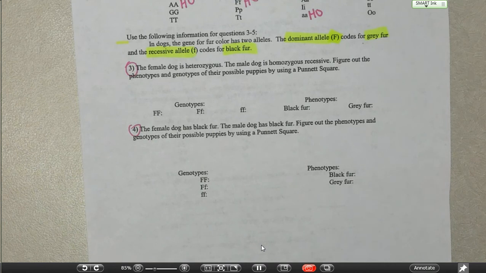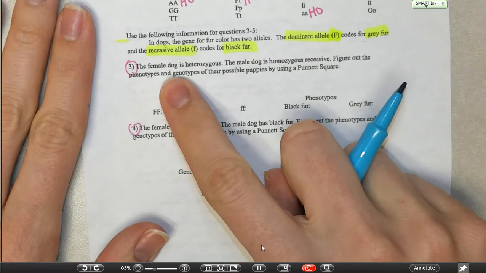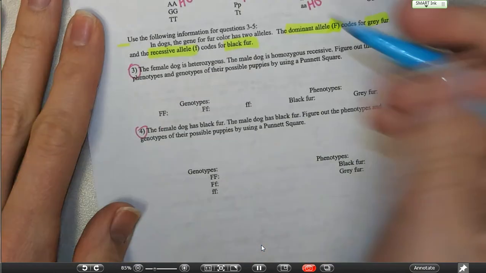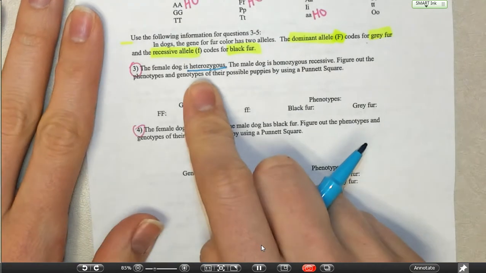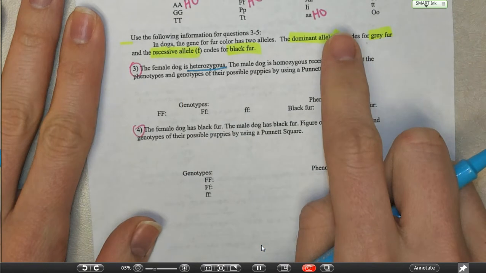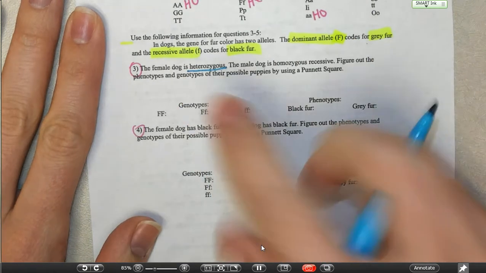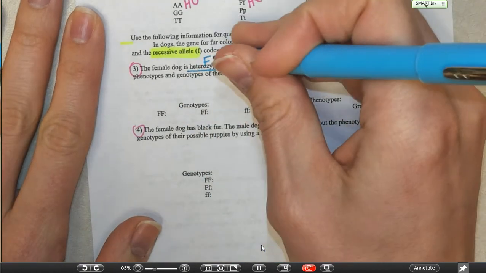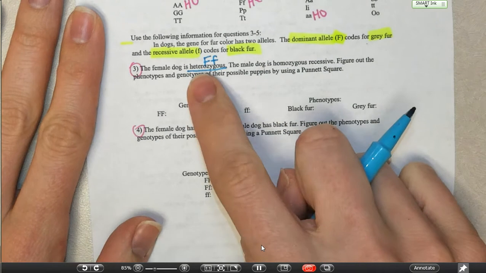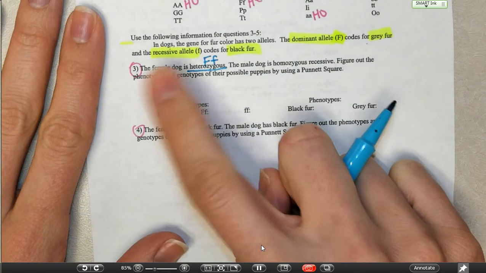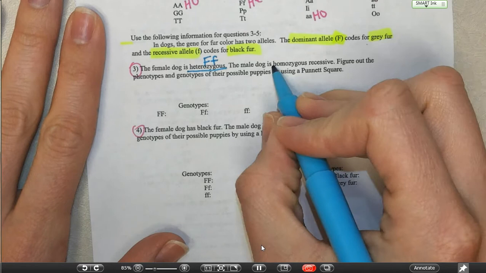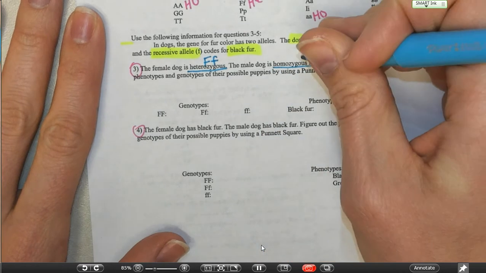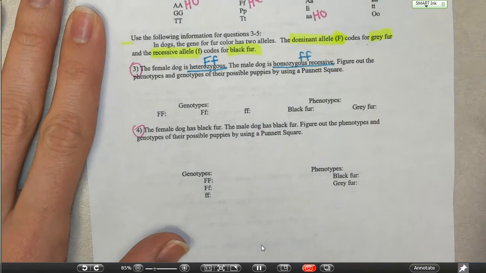And so that is super important to recognize even as or before you read the problem, figure out what's dominant, what's recessive. And as we go into number 3, it tells us right away, the female dog is heterozygous. And so we know anything that's heterozygous, we're going to have 2 different traits. So we're going to have a capital and a lowercase. And I always like to just write it in above, just because it's easier to go back later. So we have the female dog is heterozygous, and the male dog is homozygous, which is the same recessive. So now we know the male dog's genotype is little f, little f.